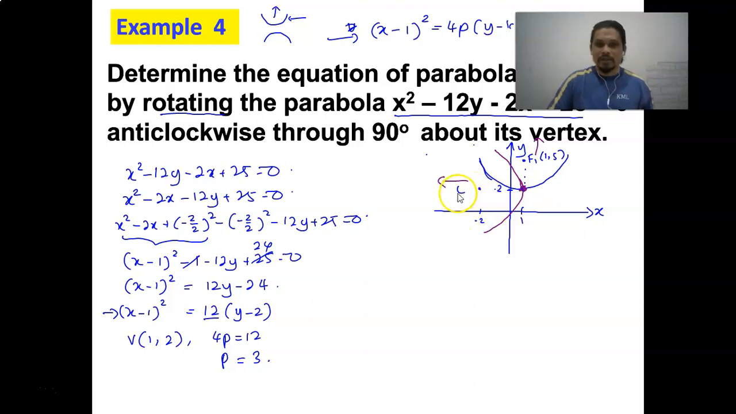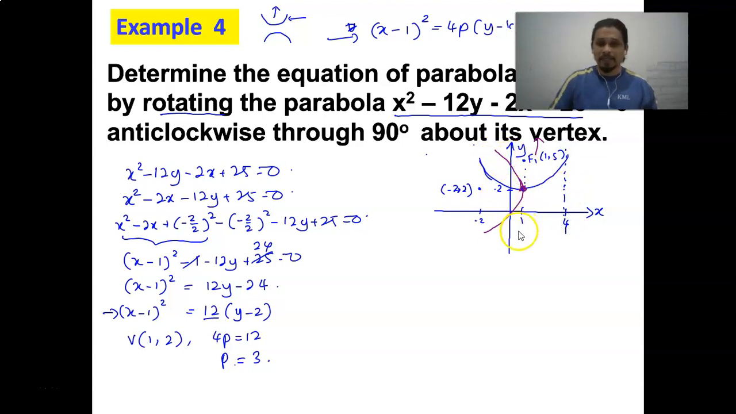The coordinate of this focus point is (-2, 2). And the directrix line, if we move 3 units to the right from 1, which is 4, is x equals 4. This is the line of the directrix for this parabola.